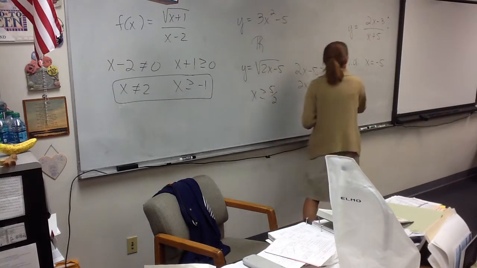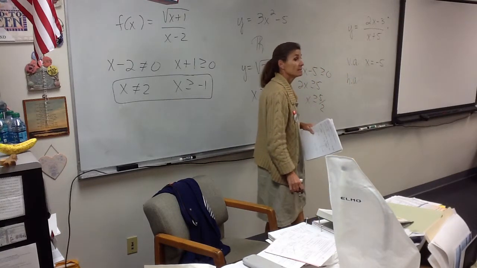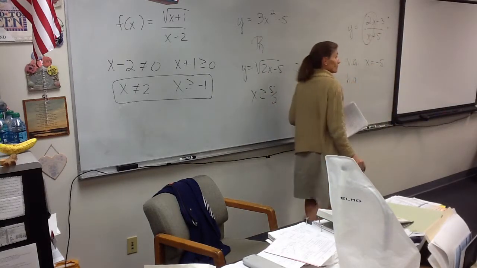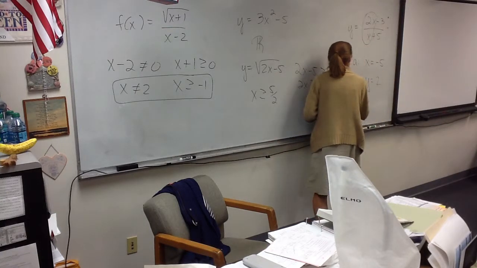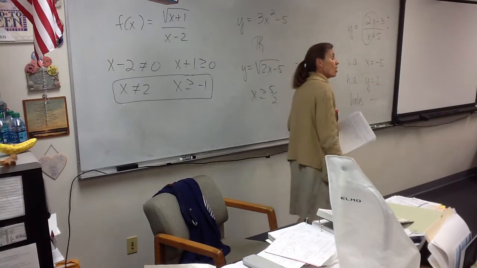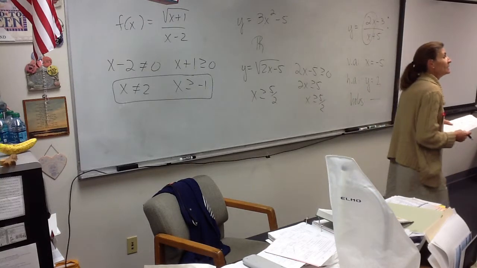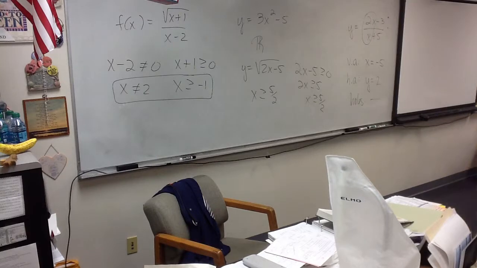Does this problem have a horizontal asymptote? Oh, yes it does. It has one. Where is the horizontal asymptote? At y equals 2. Very good. Does this problem have any holes? No. Because the only way you can get a hole is to do what? Factor and cancel. If you can't factor and cancel, then you're not going to have any holes. And that's okay. You just don't have any.